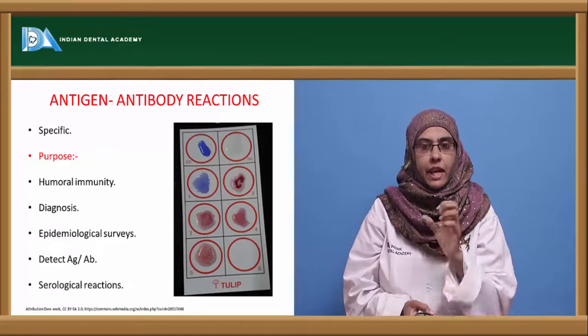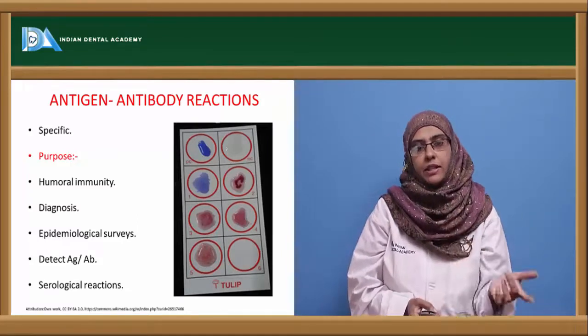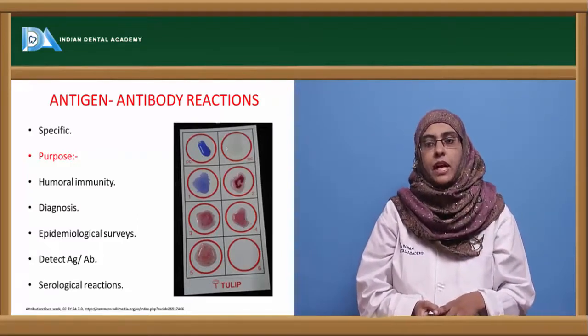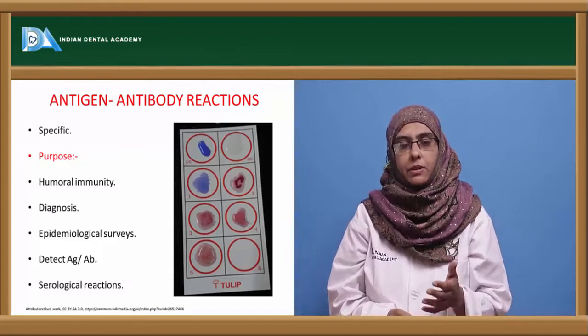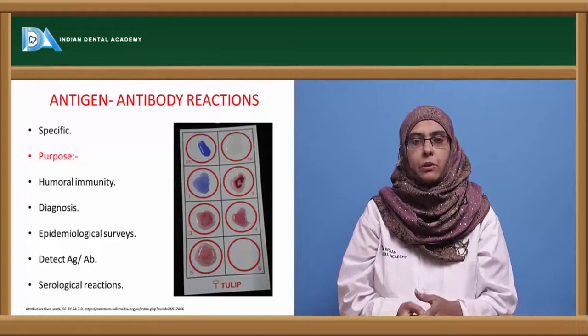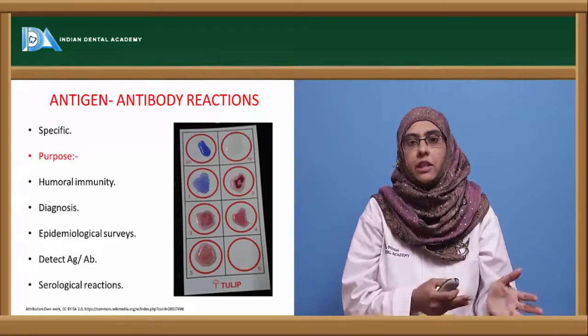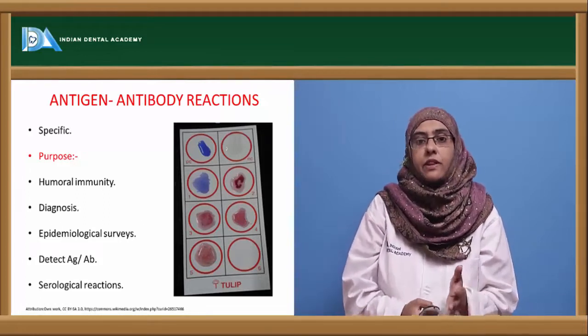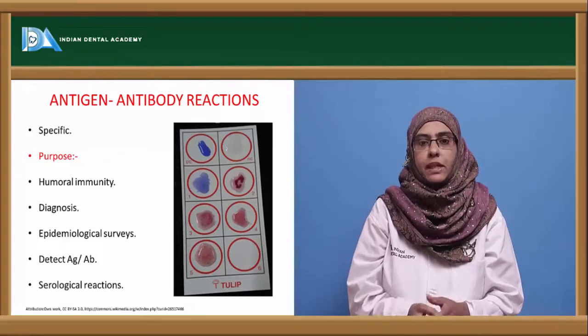So identifying the antibodies helps us to identify the particular causative agent. It helps in placing the organism in a particular taxonomy, and also helps us to know the epidemiological surveys related to the infectious agents as well as the non-infectious diseases that are caused by the enzymes.